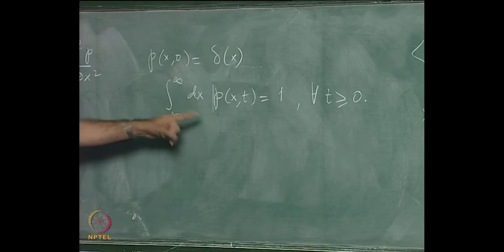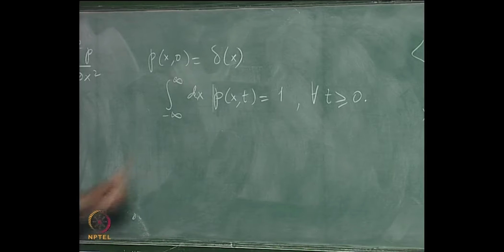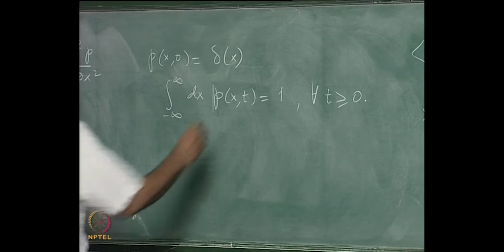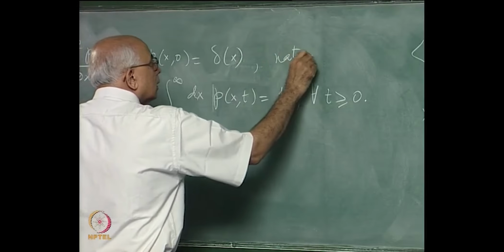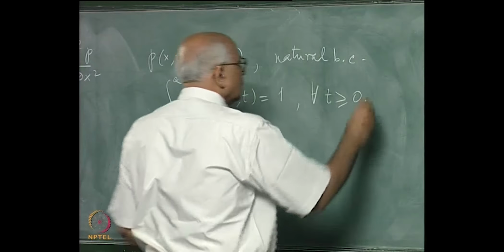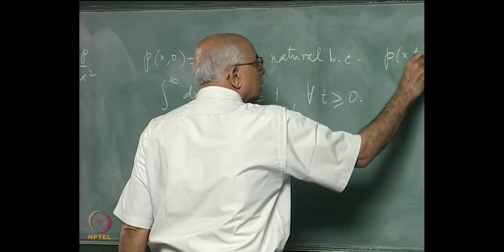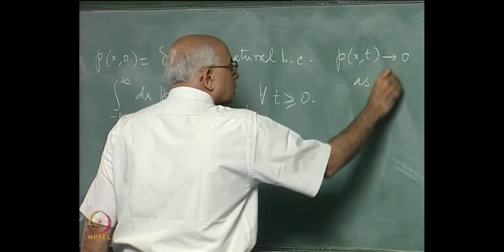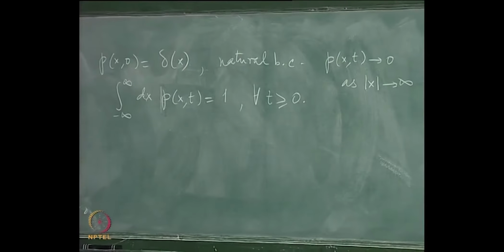What is the necessary condition for this integral to exist? It is an integral which runs from minus infinity to infinity, the entire x axis. So when would that exist? Well, this function must be integrable of course, but it must vanish at the endpoints, otherwise this integral does not exist. It must vanish sufficiently rapidly at the endpoints, but certainly it must vanish. So the natural boundary conditions: P of x, t tends to 0 as mod x tends to infinity, as x tends to plus or minus infinity. On both ends I would like it to vanish.